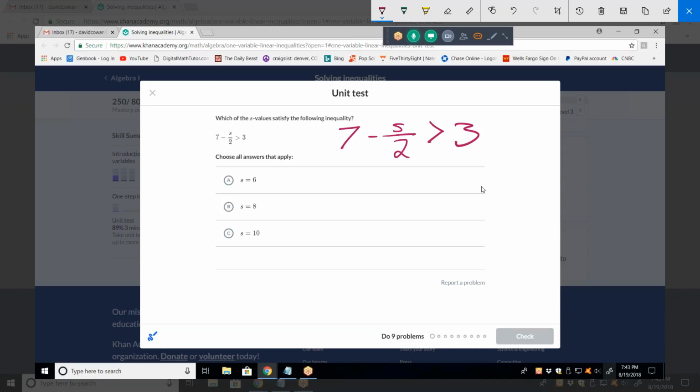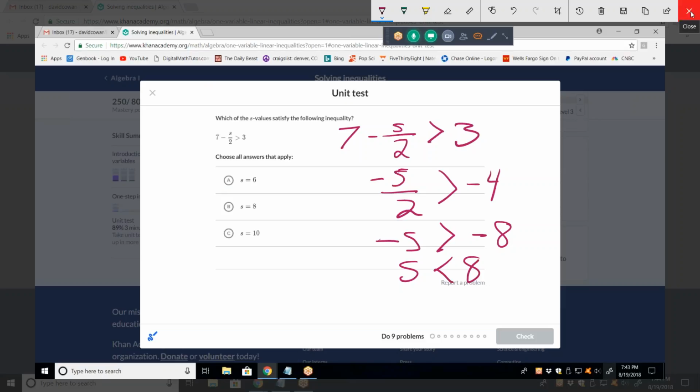Okay, so negative s over 2 is greater than negative 4. Okay. So negative s is greater than negative 8. Okay. S is less than 8. Good. Which answers apply? So A and B. B? Oh, not B, yeah, just A.